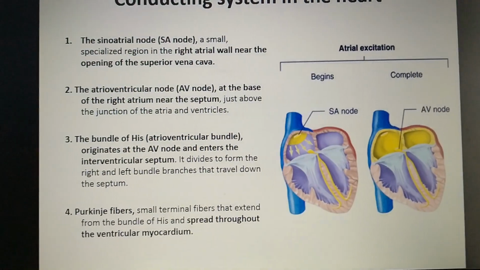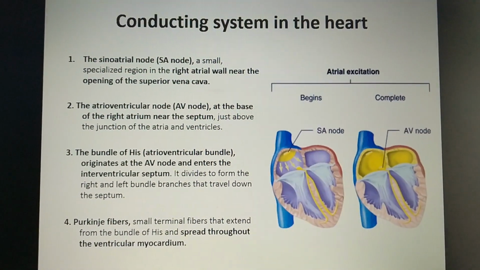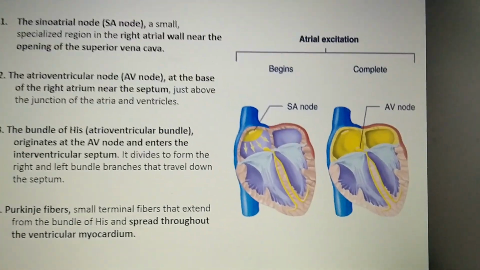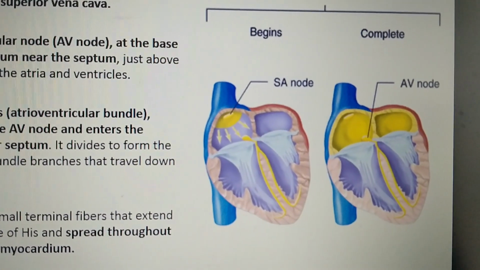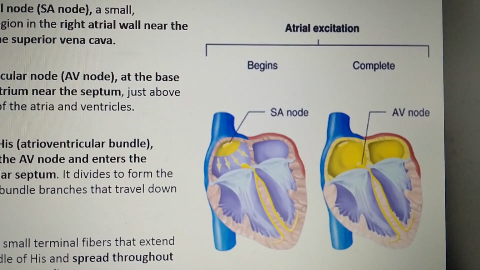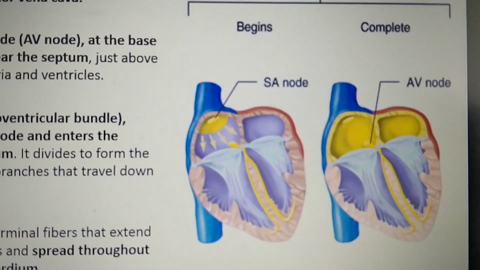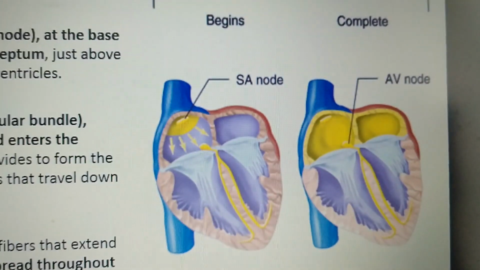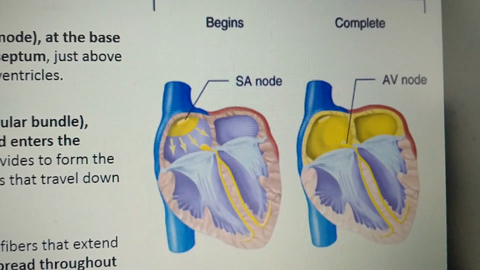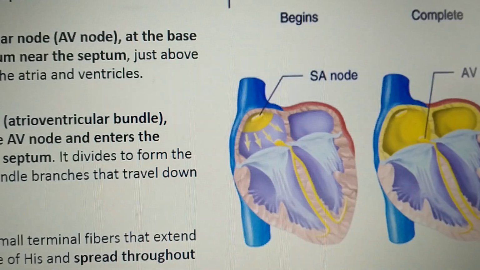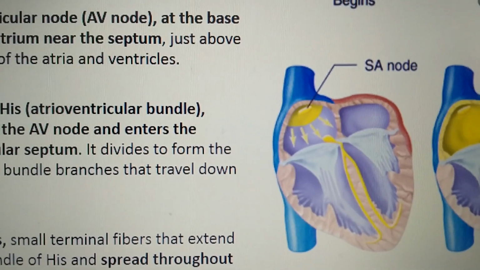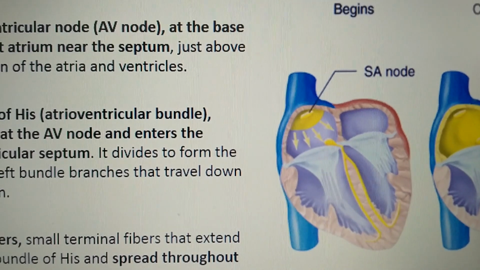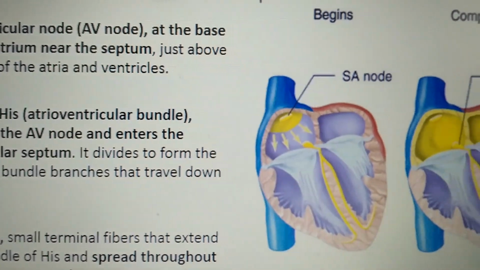So these are the conducting system in the heart: SA node, AV node, bundle of His, and Purkinje fibers, as shown here in this diagram. The yellow structure shown here is the excitation that has occurred in the atrial syncytium, after the initiation of the impulse from the SA node, as shown by those four yellow arrows.